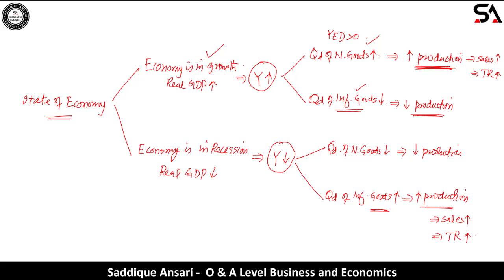If a producer is making both the goods, normal goods as well as inferior goods, then in case of economic recession, producers should switch the resources from the production of normal goods to the production of inferior goods.